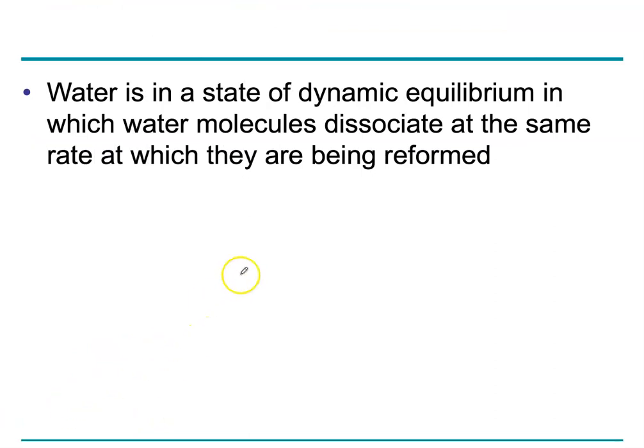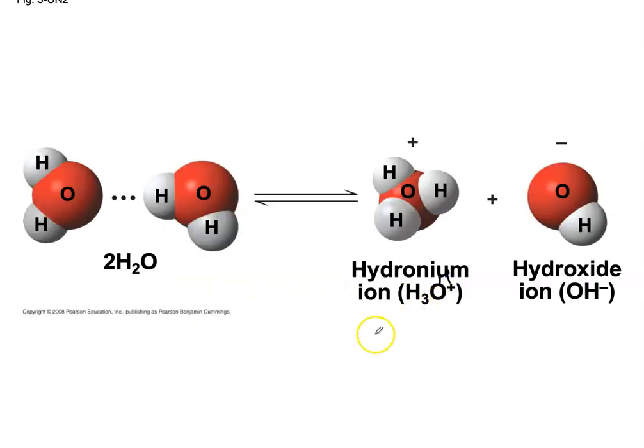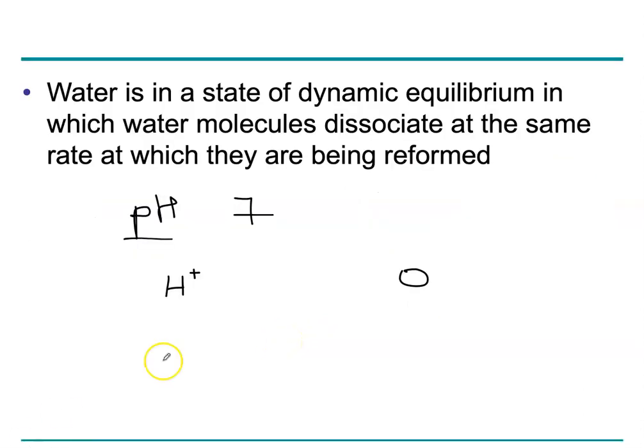The next thing we were talking about was pH. The pH of water is 7. pH is the potential of hydrogen. The more H plus they have, the more acidic it is. The more OH minus it has, the more basic it gets. OH minus would be basic.